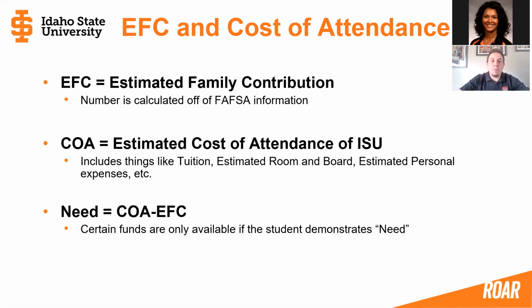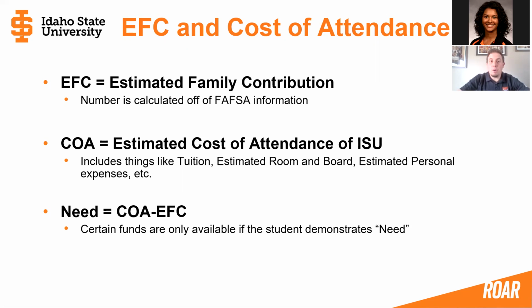This is the number that is generated that helps us determine need, which is another one of these kind of weird specific words that means something different to us in normal terms versus financial aid terms. Cost of attendance is the estimated cost of attendance at ISU. This includes everything from tuition, transportation costs, personal expenses, room and board, and it's estimated because it's going to be a little bit different for everyone else. So we use a generalized amount because we're required to award federal aid. And it might not reflect what your actual cost of attendance is.